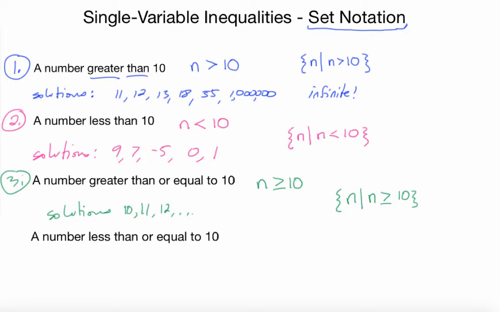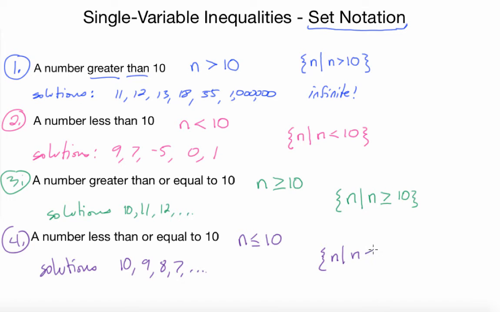And now finally for the last one. For a number less than or equal to 10, n is less than or equal to 10. The solutions in this case, for number 4, are 10 as well. So 10 is less than or equal to 10, but so is 9, so is 8, so is 7, going on down. And in set notation, all the numbers n such that they satisfy n being less than or equal to 10.